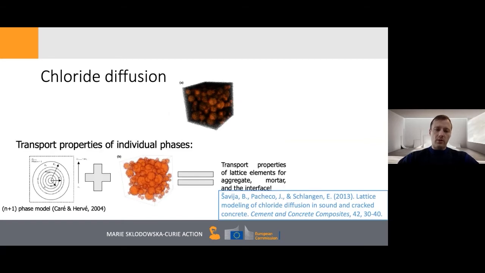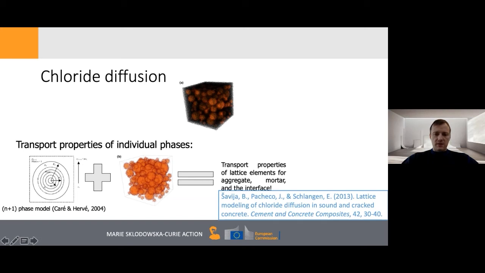Now, going back to our concrete, we have here a piece of material with aggregates in it. So we have a mortar matrix, we have aggregates, we have the interfaces. And actually, as I said, we need to know the transport properties of these parts. Typically, in experiments, you measure only the diffusion coefficient of your concrete. But for doing a simulation at the mesoscale, you need to know the diffusion coefficient of the individual phases.